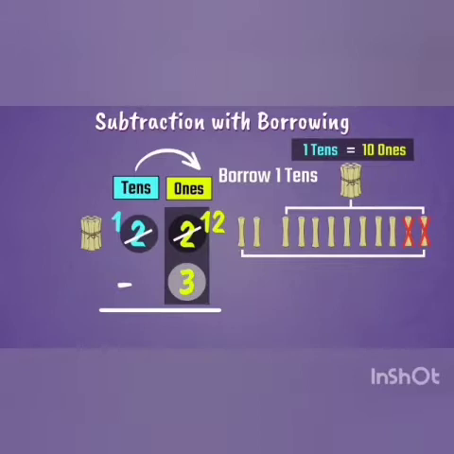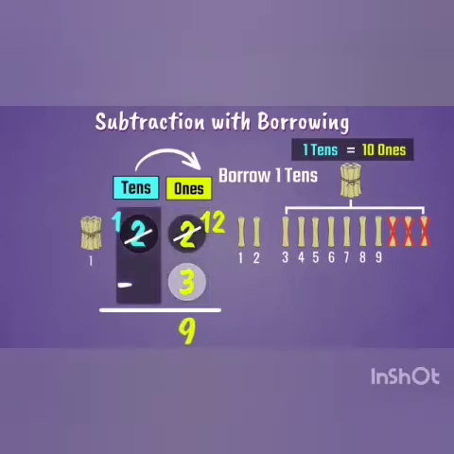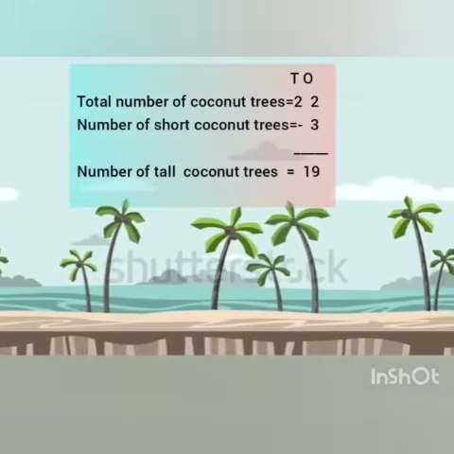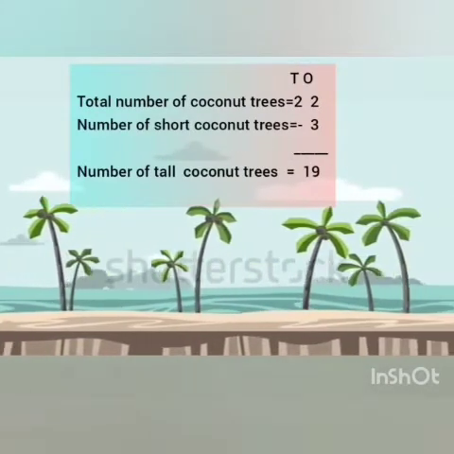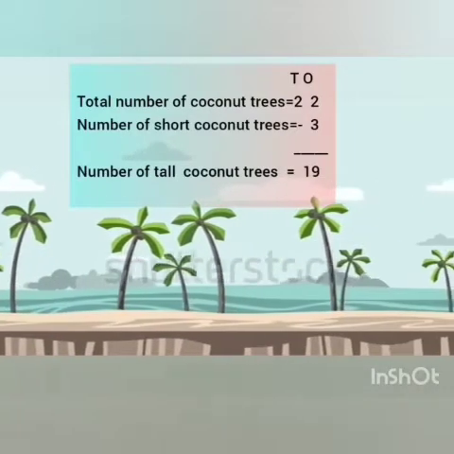So 1, 2, 3. So how many ones are left now? Let's count. 1, 2, 3, 4, 5, 6, 7, 8, 9. So at ones place we will write 9. Now let's come to tens place. Here we will write 1 because we have only 1 tens left. So kids, our answer will be 19. Means the number of tall coconut trees equals 19.